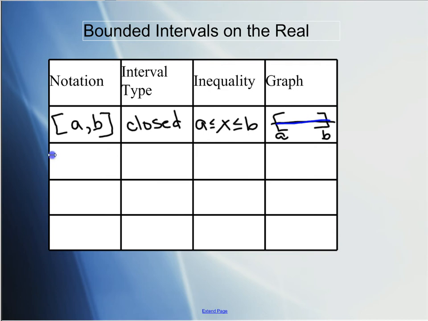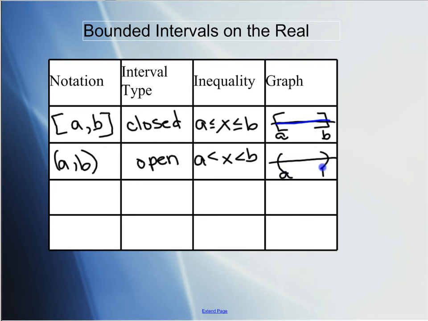Now, if you use parentheses instead, then this is an open interval, and we use a less than sign. So the difference here would be that you would use parentheses when you graph this. And so it's all the numbers in between A and B, but it does not include A and B.